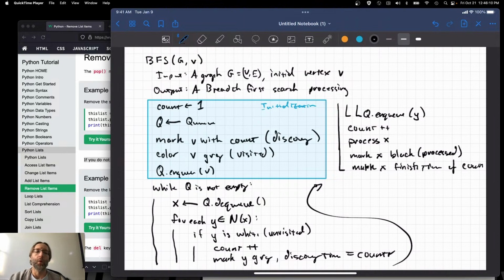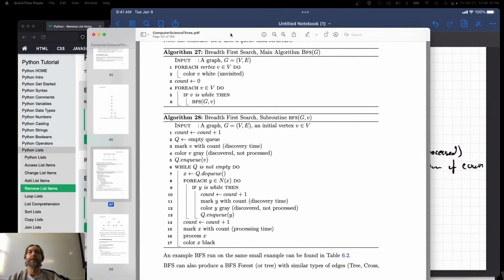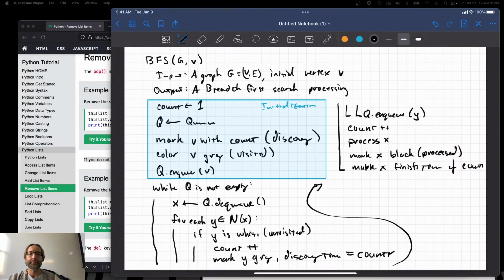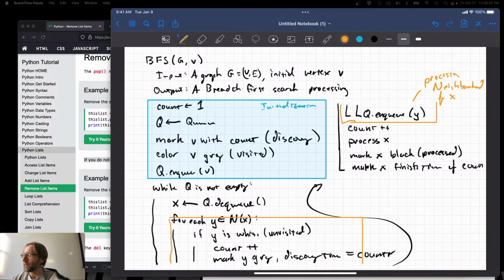Now, if you want one that is not broken up because we don't have enough real estate here, there it is in the book. Again, this for each section, all the way down here, this is processing the neighborhood of X. Put stuff in, take stuff out. Smart data structures, that's all you need.